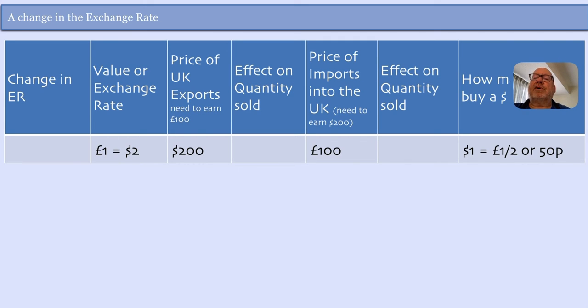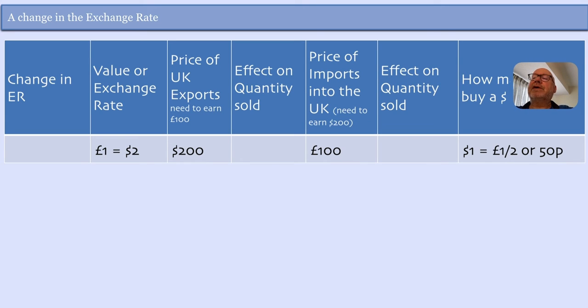If I need to earn as an exporter £100, I simply have to sell my UK exports in an American market at $200. Okay, and when the value of the pound changes, we will always look at the change in the dollar price. Okay, there's going to be some effect on the quantity sold when that changes.